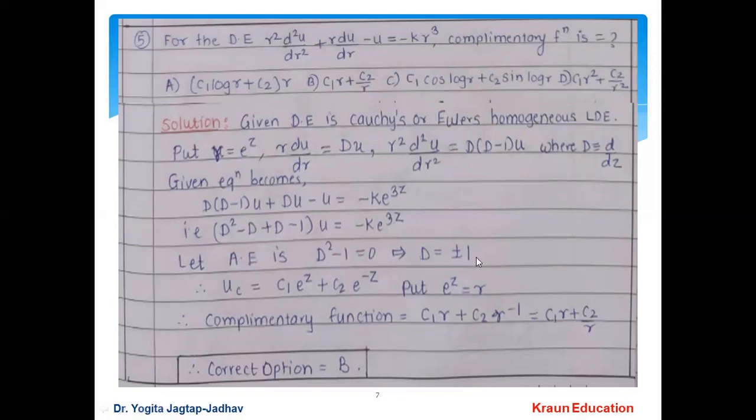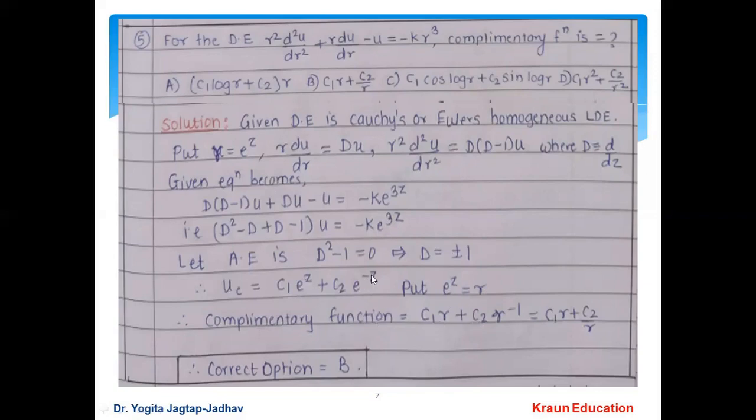By using case number 1 of the complementary function, we can write uc, that is the complementary function corresponding to the dependent variable u, equal to c1 e raised to 1z plus c2 e raised to minus 1z. Okay, and just by replacing e raised to z by r, we get the required complementary function in terms of r, which is what?